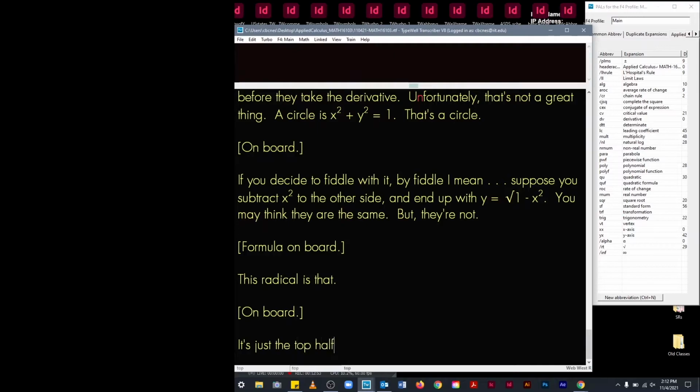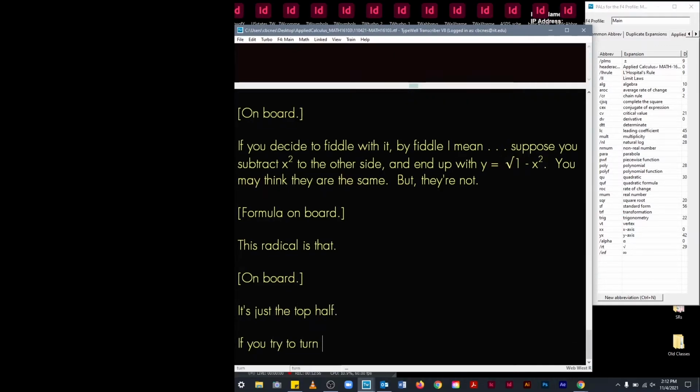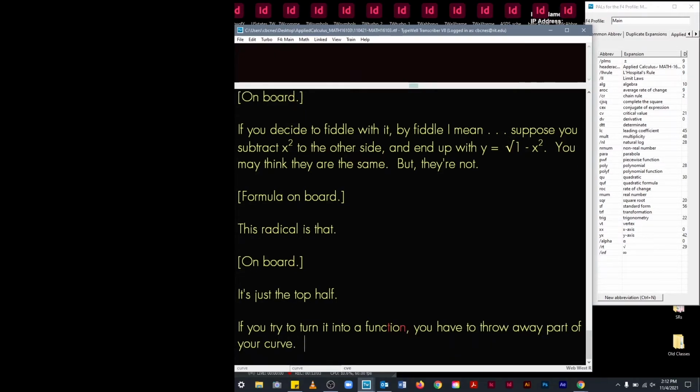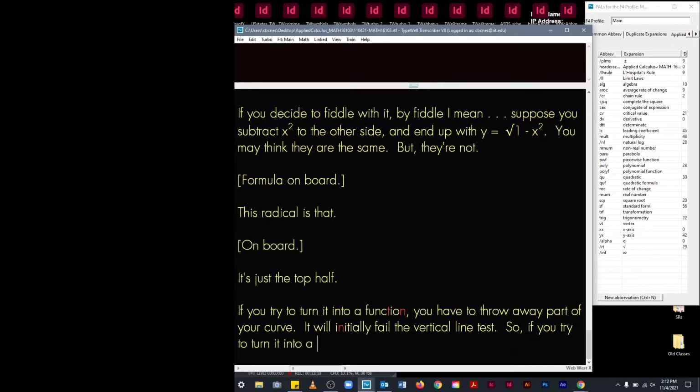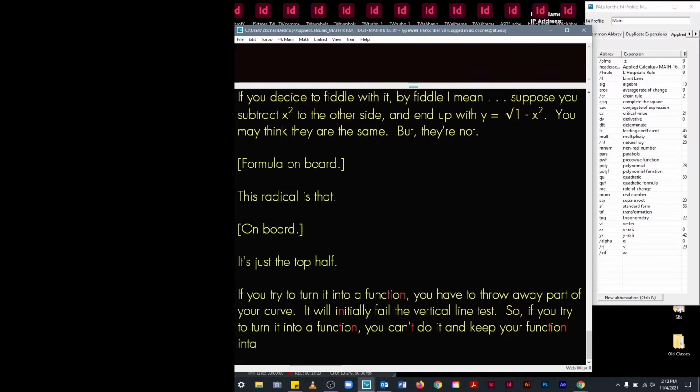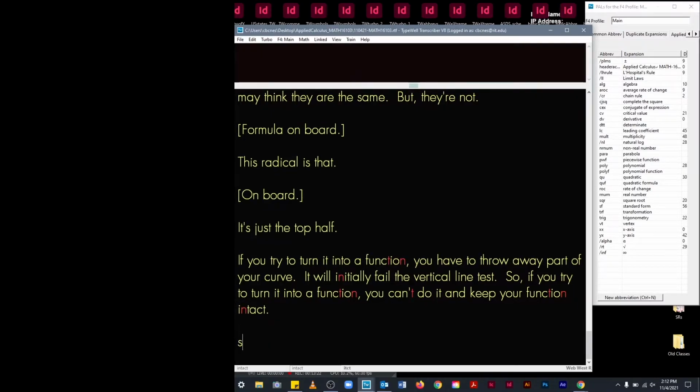Right? If you try to turn it into a function, you have to throw away part of your curve. Because initially it fails the vertical line test. So if you do try to turn it into a function, you can't do it and keep your curve intact. So don't try to turn it into the square root of 1 minus x squared. Tackle it exactly as it says. But just do it one term at a time. And then algebraically find dy dx.